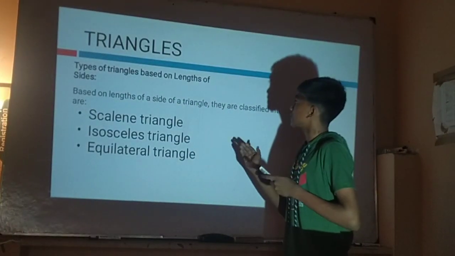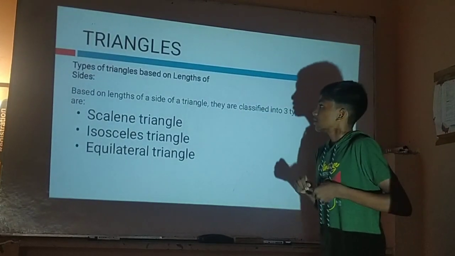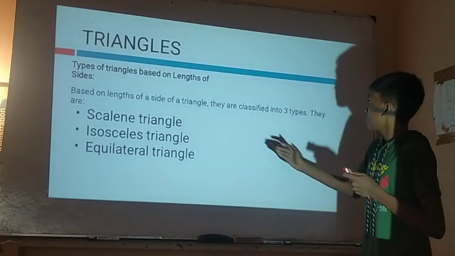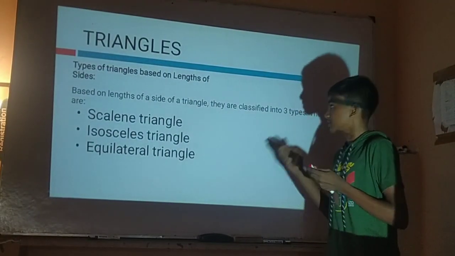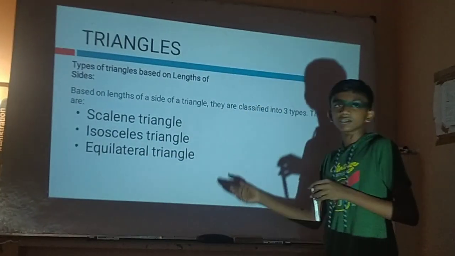Types of triangles based on lengths of sides. So this is type 1, and such triangles are based on the lengths of the sides of a triangle. They are classified into three types. They are scalene triangle, isosceles triangle, and equilateral triangle.